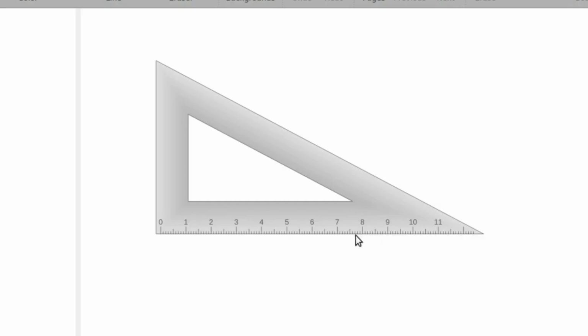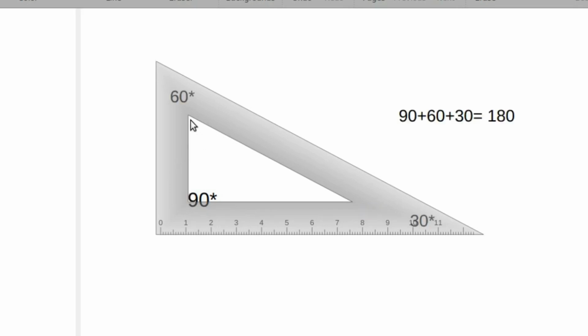Okay, this is one of the set squares, and here you can see this is a right angle, so this one is 90 degrees. Then how much is this one? This one is 60 degrees, here it is 30 degrees. So 90 plus 60 plus 30 is equal to 180. So when you add the measures of these three angles, you get 180.